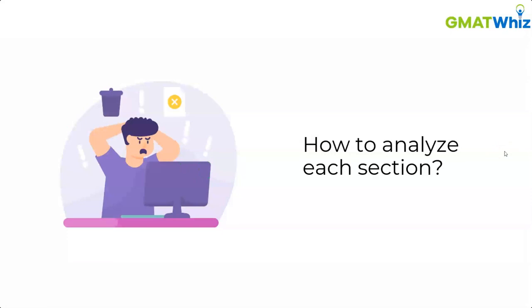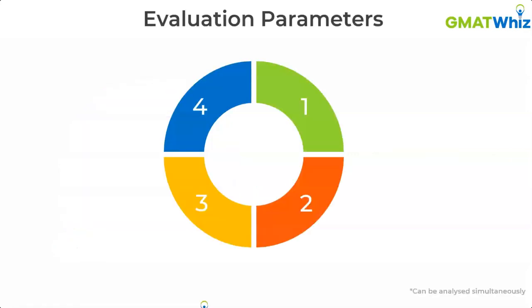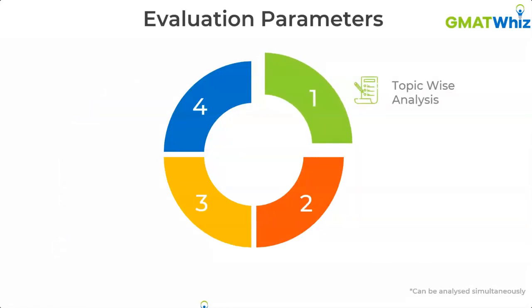Now, for the sake of this discussion, I'm going to take up a mock and show you the parameters that you need to look at when you analyze each section. So let's start off with that first. Now, whenever you're analyzing a section, let's say quant or verbal, the first thing that you should look at is your topic level analysis. Okay. Now I'm saying first, second, third, fourth, but keep in mind that you can do this analysis simultaneously also. But these are the parameters that you should definitely look at.